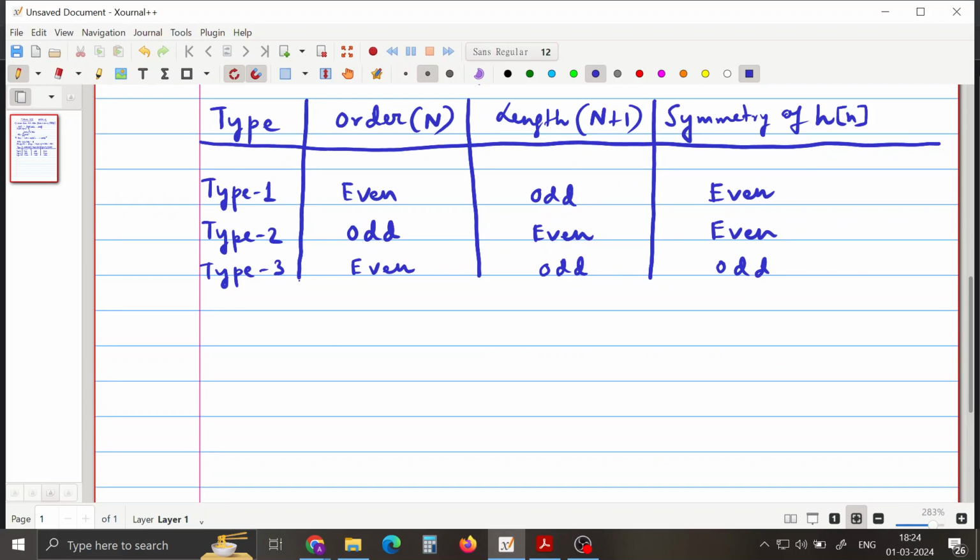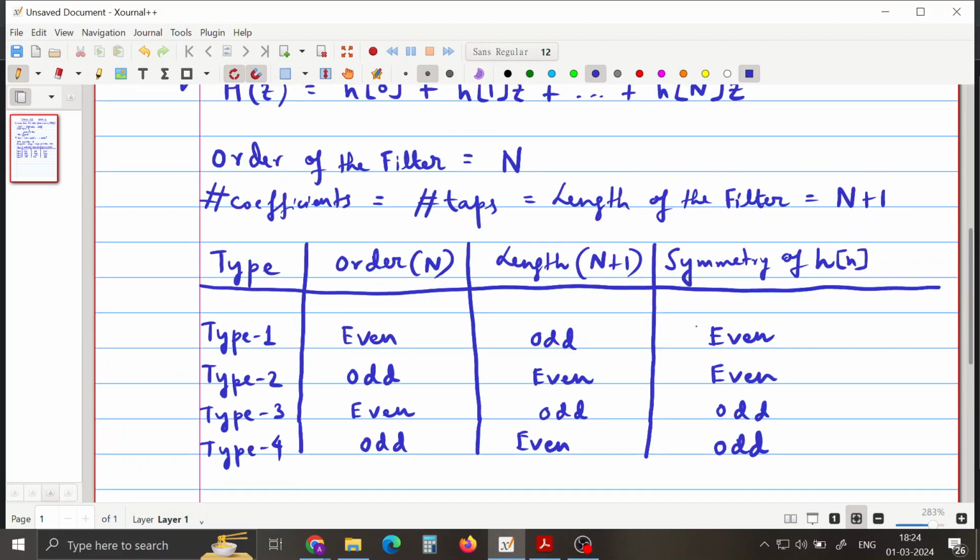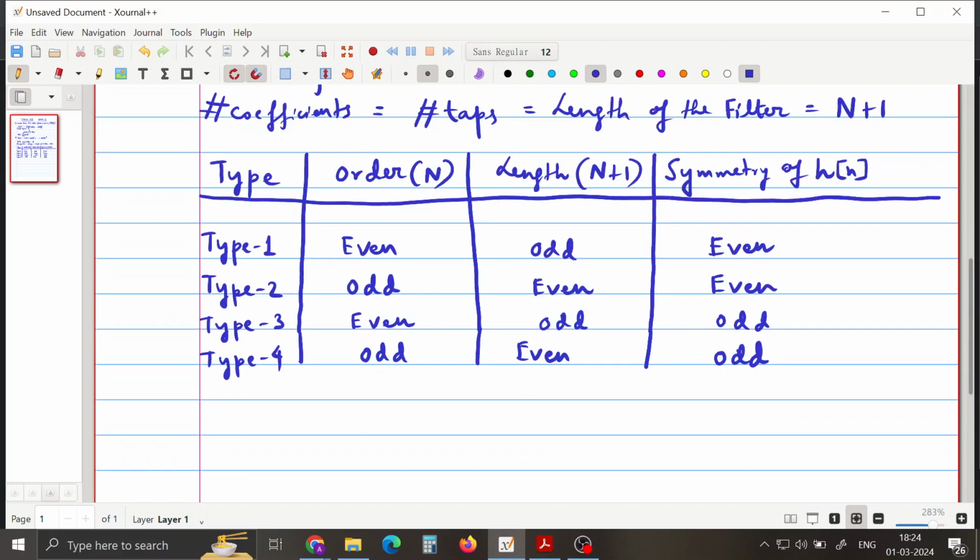Right. So finally we have type 4, which says the order should be odd and the length should automatically be even, and the symmetry again here is odd symmetry of h(n). This is a table which is important. We have seen this in our lectures as well.